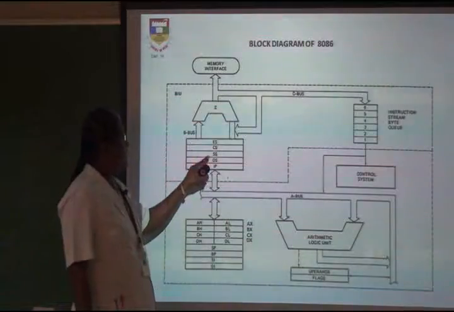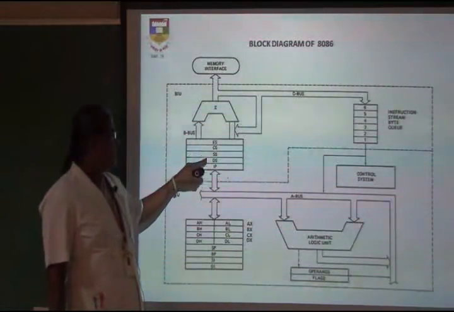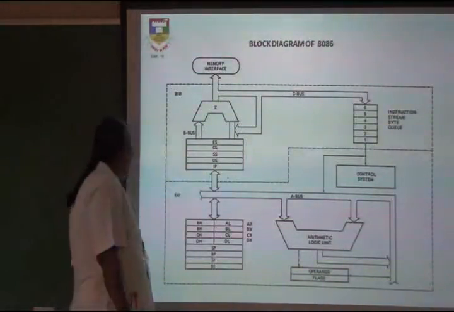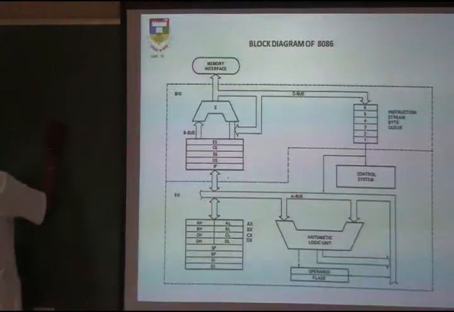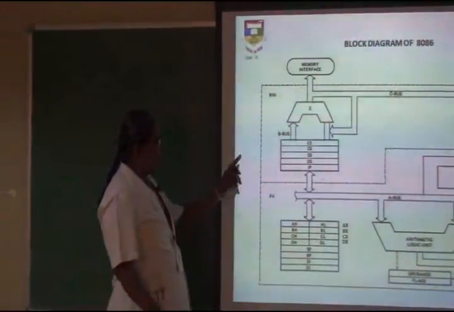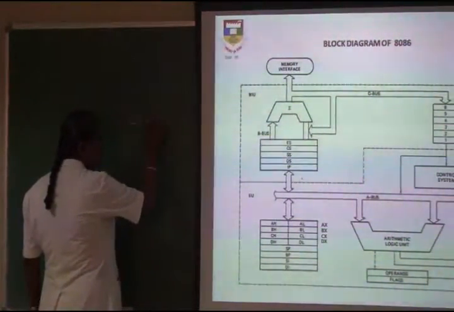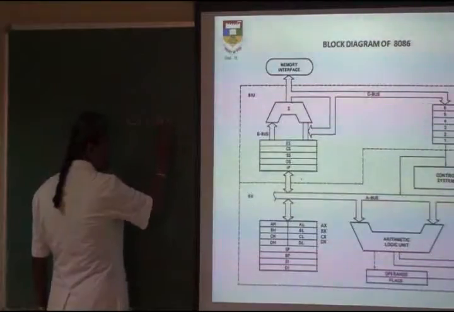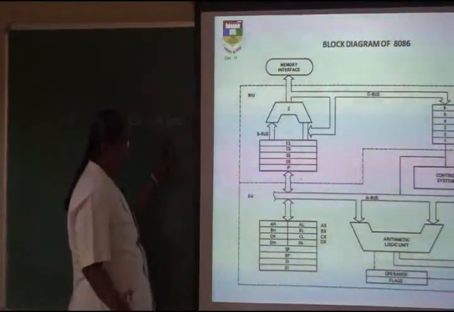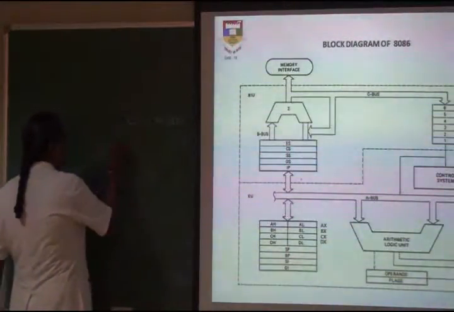There are 4 segment registers: extra segment, code segment, stack segment and data segment. The instruction pointer and the code segment are mainly used for storing the address of the program. All are 16-bit registers. So if the code segment contains 4300, the instruction pointer shows the offset, that is displacement.